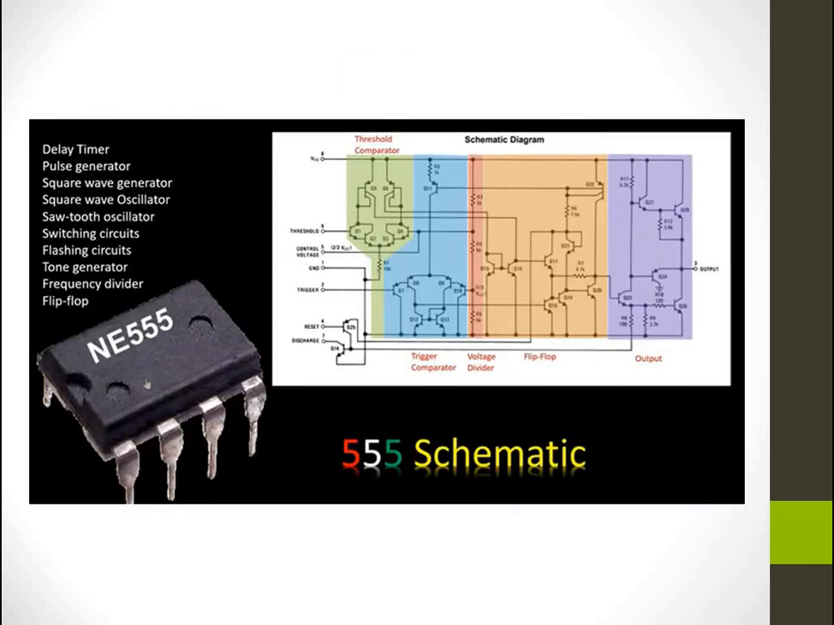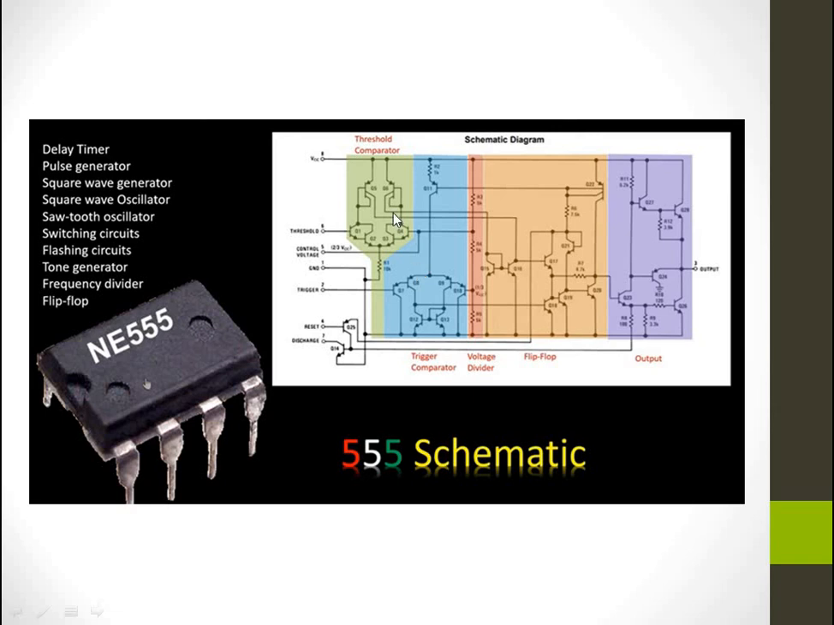And this is the internal block of the IC 555 timer. This is a complete schematic diagram. See here, this is the complete schematic diagram of the IC 555 timer. Here we have threshold comparators, and these are trigger comparators. In the next slide we will discuss the individual block diagrams of the IC 555 timer. This is the complete schematic diagram, from which you can understand how many transistors and how many resistors are connected internally.